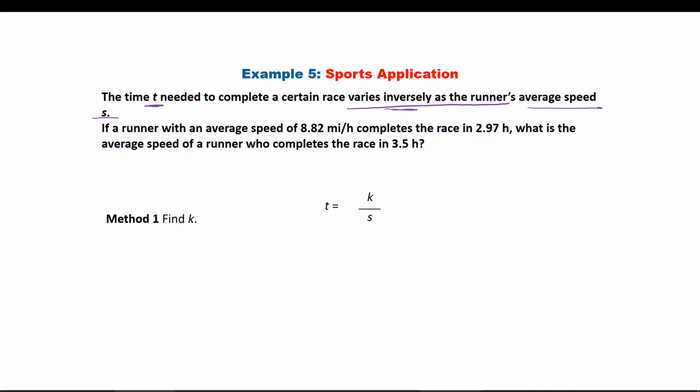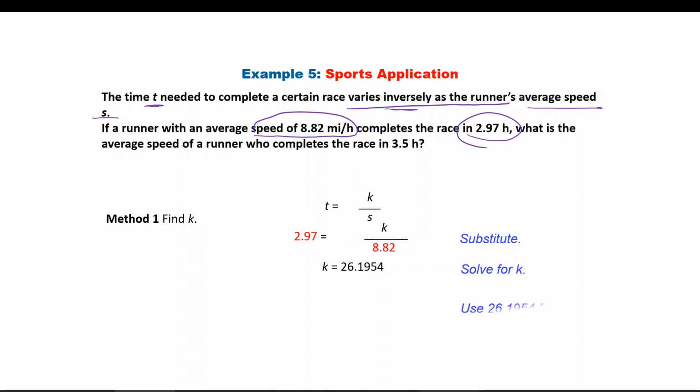If a runner with an average speed of 8.82 miles per hour completes the race in 2.97 hours, in order to solve for k, we're going to substitute those two numbers in there. Multiply both sides by 8.82 to solve for k. k is 26.1954. Once we know k, we can use that to solve the rest of our equation. So we're going to say t equals, in place of k, 26.1954 divided by s.